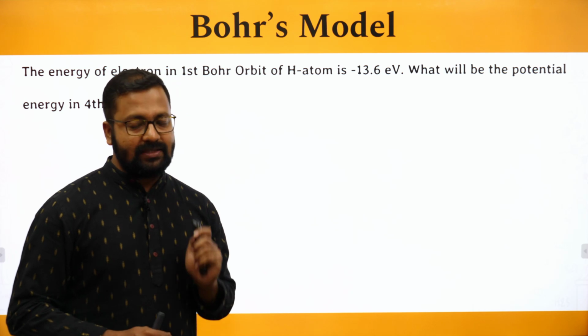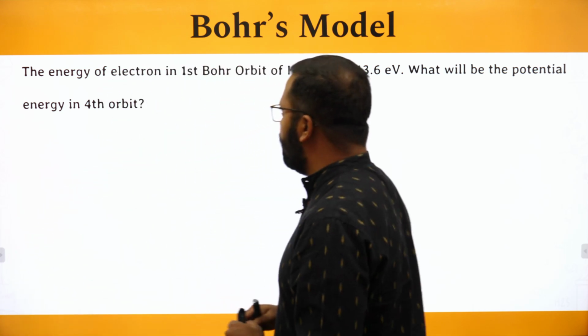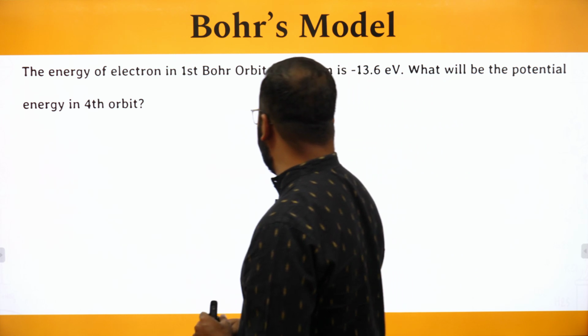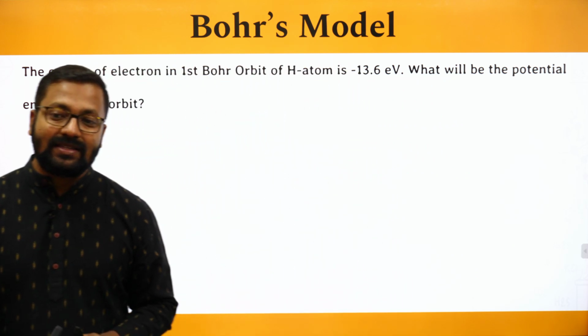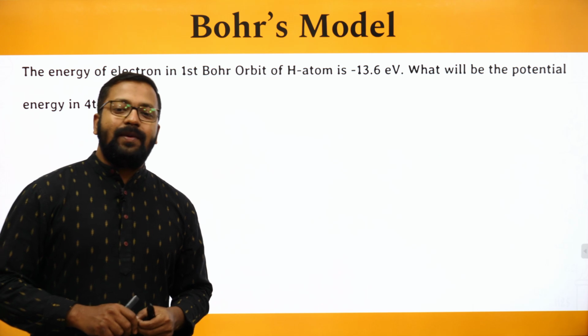Okay, so let's look at the first question of today's session. The first question for today's session is this: the energy of an electron in the first Bohr orbit of hydrogen atom is minus 13.6 electron volts. What will be the potential energy?